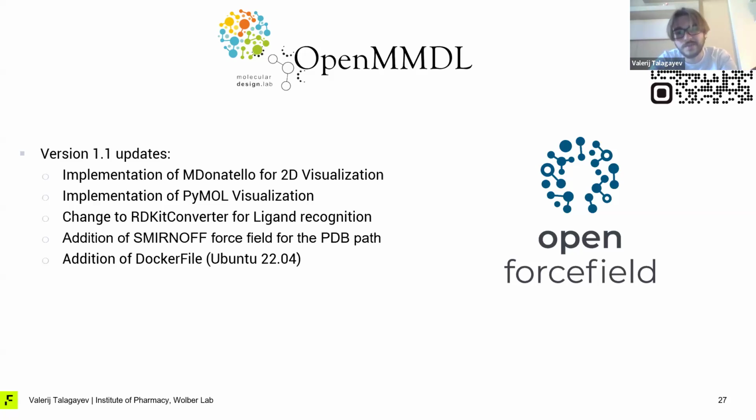And we also added small things like the Smirnoff force field for the PDB path, so that you can select whether the force field for the ligand should be either GAFF or Smirnoff. And we added a Dockerfile because right now we are able to install OpenMMDL with conda, but we also thought it would be nice to be able to install it with Docker.